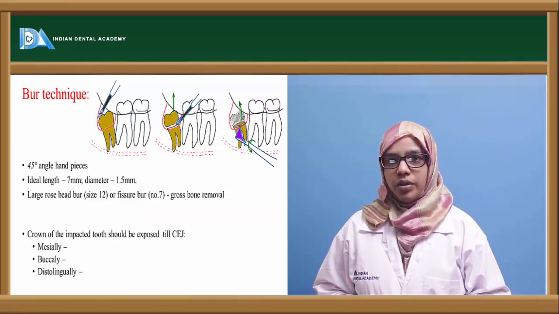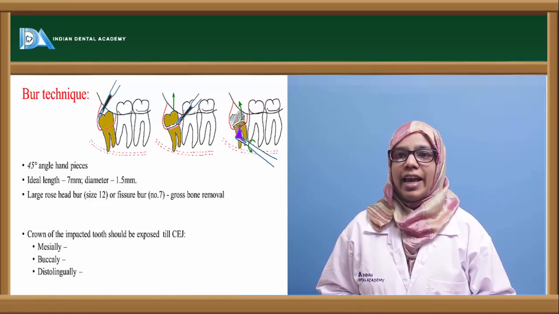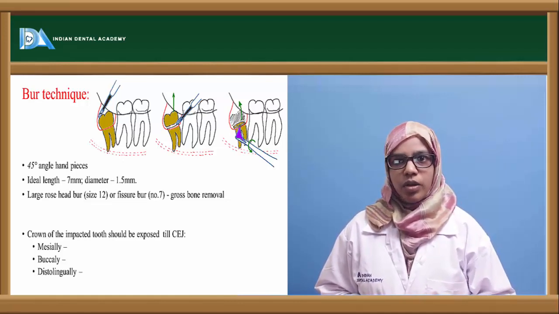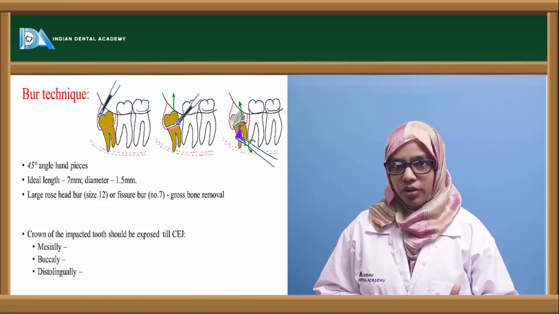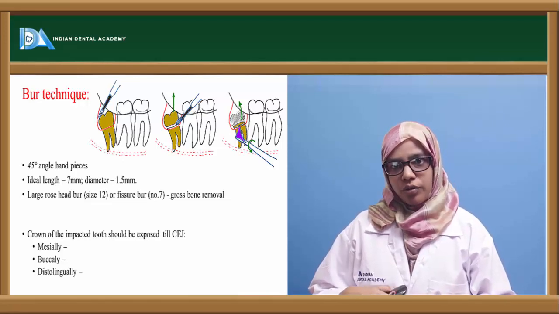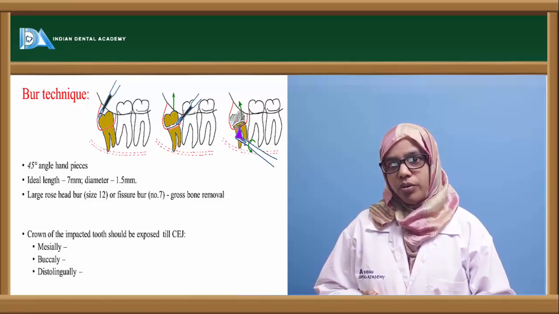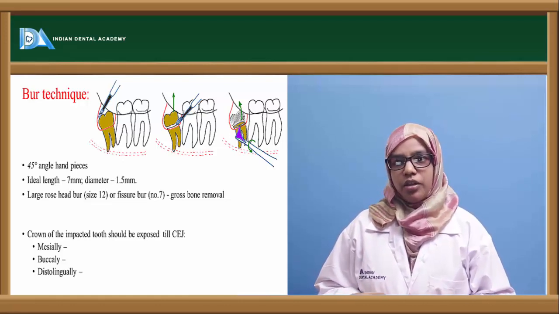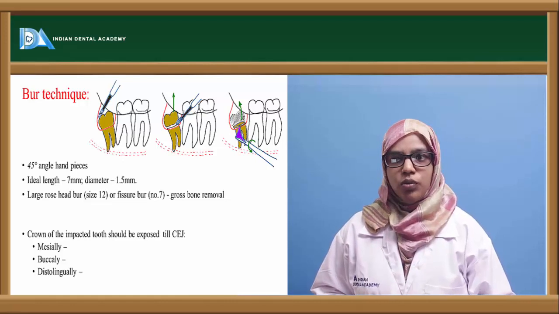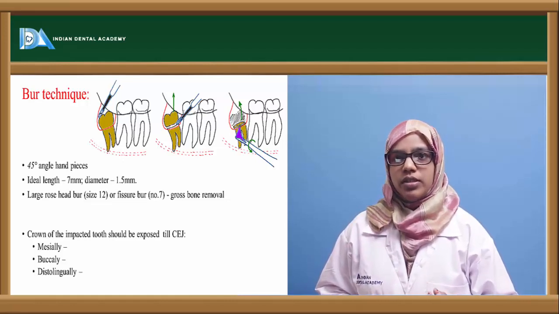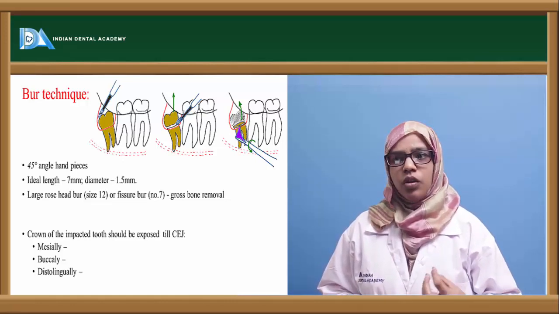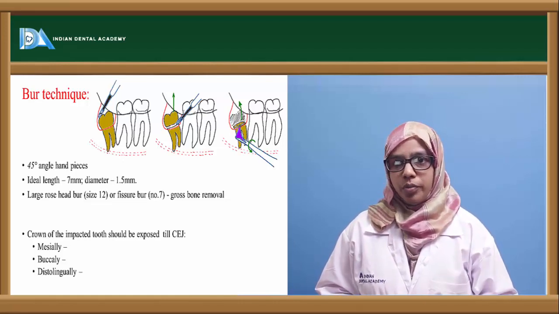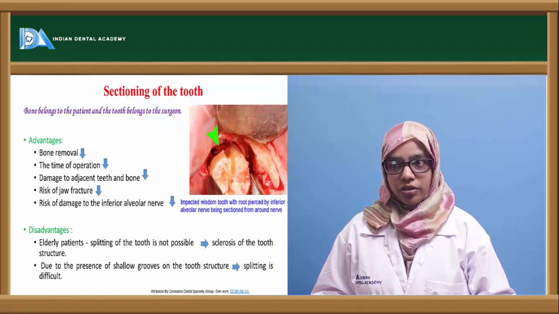Now when you're using a burr technique, you use a 45-degree angle handpiece. You use a 7 mm long, diameter 1.5 mm burr to drill a buccal gutter or to remove any kind of bony hindrance that is present. As you create a buccal gutter, if you want to do a gross trimming, then you use a round head burr, which is size number 2, or you could also use a fissure number 7 burr. Okay, you do the bone guttering till the cemento-enamel junction.